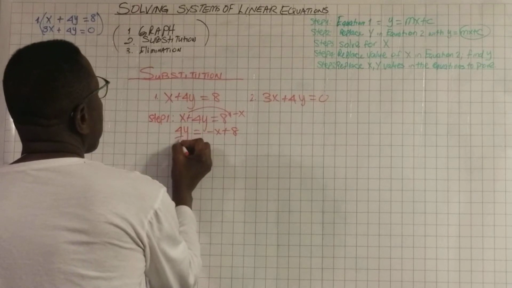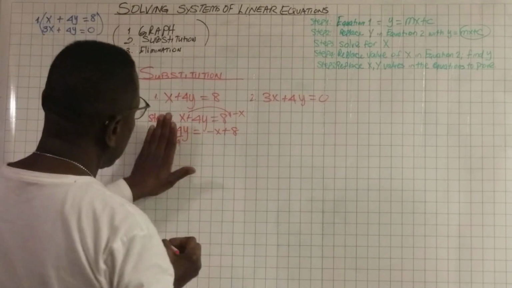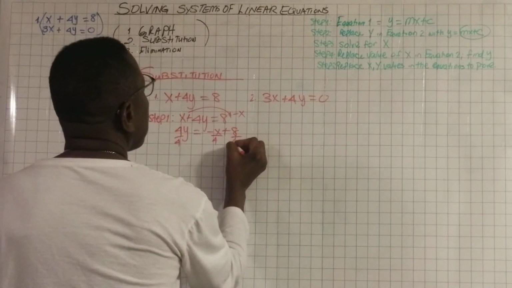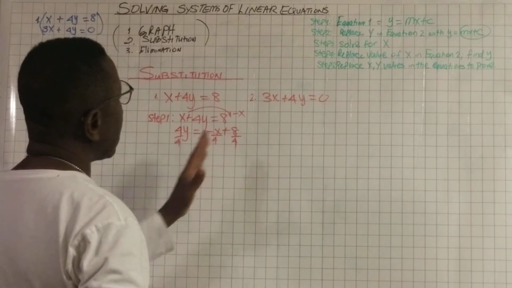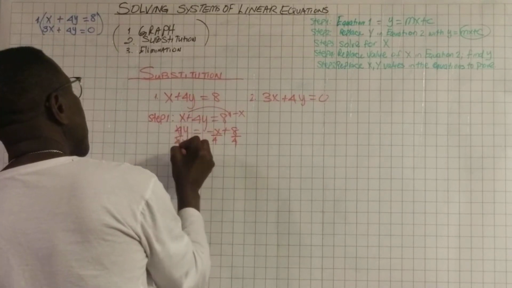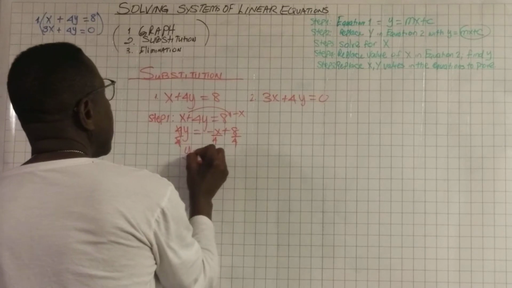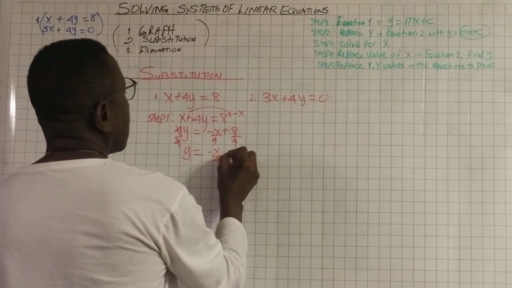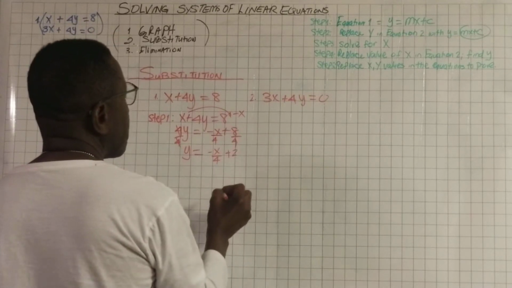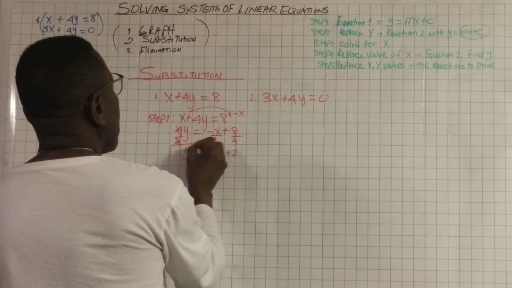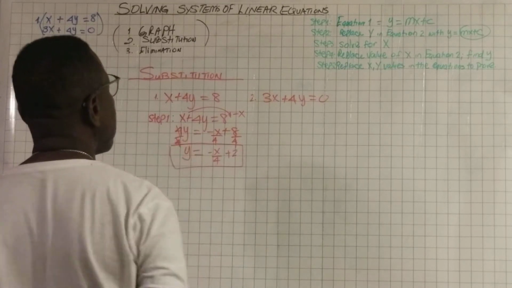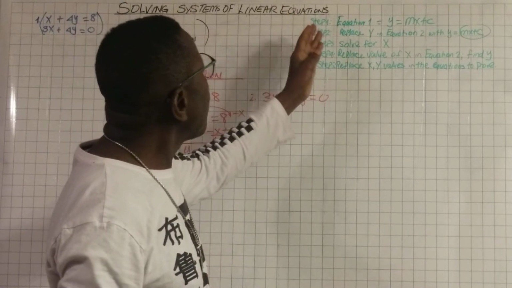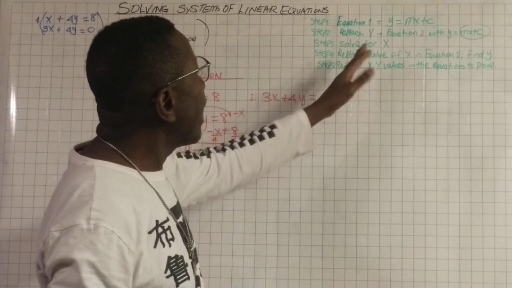Divide by 4, so we get rid of the coefficient. We want to have y left, and do the same thing for the other parts of the equation. Divide by 4, divide by 4. This is going to cancel out. y is now equal to minus x over 4 plus 2. 8 over 4 is 2. And this is the y equal to mx plus c form of the first equation.